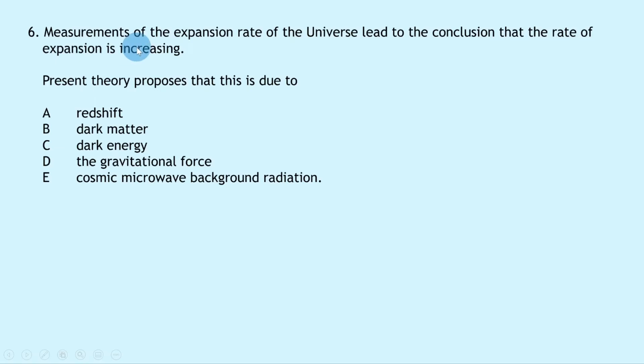Question 6 says that measurements of the expansion rate of the universe lead to the conclusion that the rate of expansion is increasing. Present theory proposes that this is due to redshift, dark matter, dark energy, the gravitational force, or cosmic microwave background radiation. Well, remember the idea that the universe is expanding and that it's doing so at an accelerating rate, at an increasing rate. That is due to the idea of dark energy, which is the answer C.